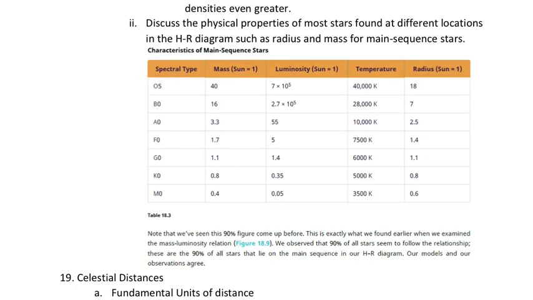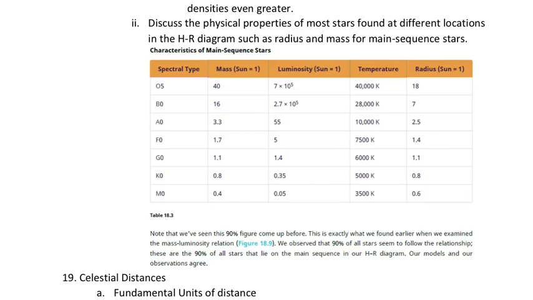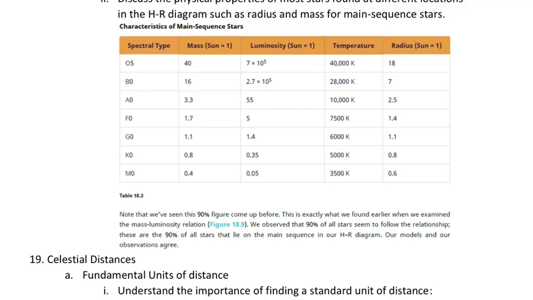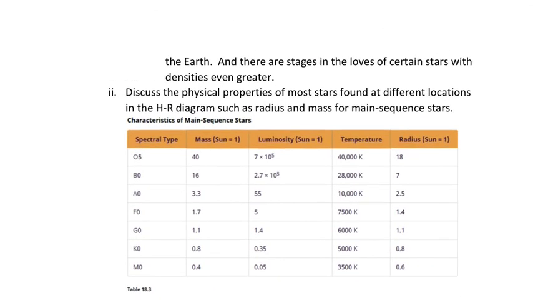What I'm saying up here, I kind of have a typo there, but it's kind of funny. It should say the lives, not the loves, of certain stars. There are stages with densities even greater than a white dwarf. There are things called neutron stars and black holes, which make white dwarfs seem not very dense.